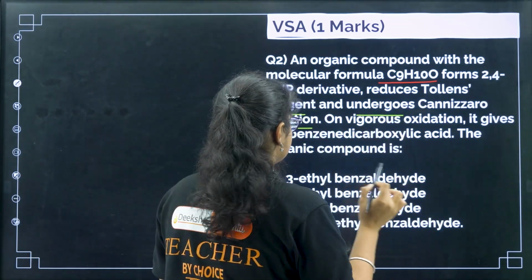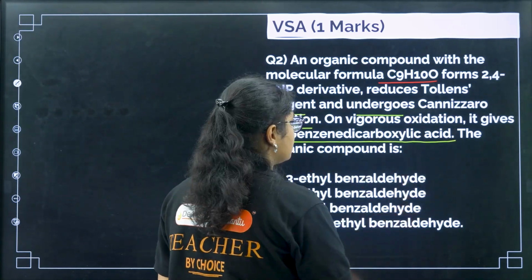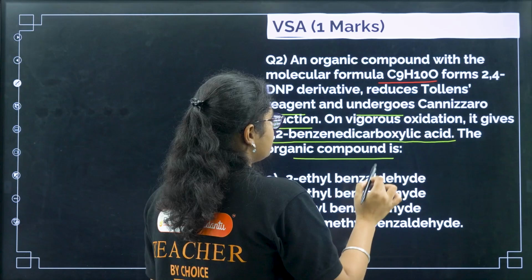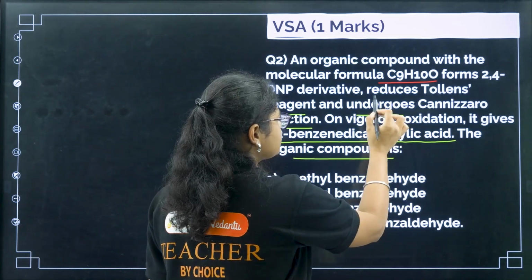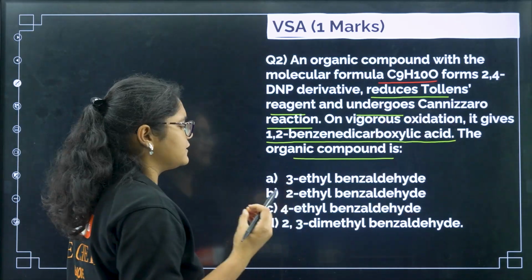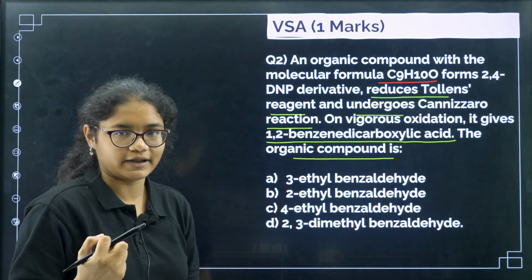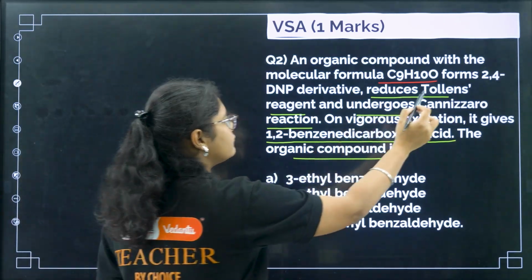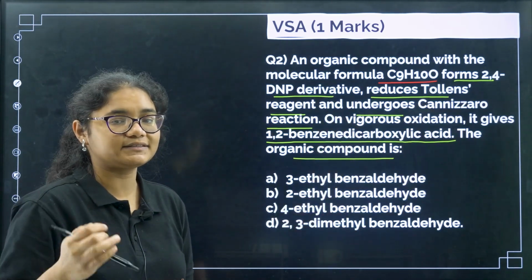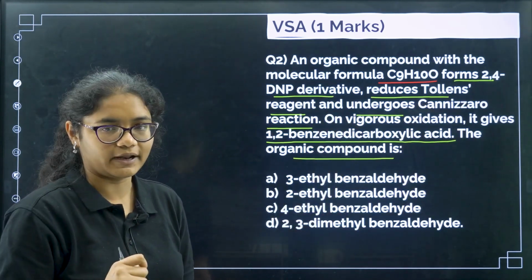On vigorous oxidation, it gives 1,2-benzene dicarboxylic acid. The organic compound is... okay. So now when you see that it reduces Tollens' reagent, immediately we can think that it has to be an aldehyde group, right? Okay. Next, 2,4-DNP reaction is happening. What does it indicate? It has to be a carbonyl group, right?